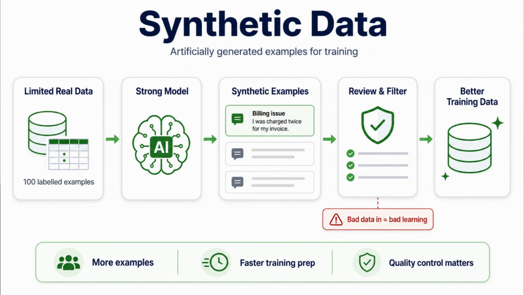Now let's talk about synthetic data. So synthetic data means data generated artificially, often using AI models. Now, why is this useful? Because training and fine tuning needs good examples. But many organizations do not have enough labeled data. For example, you may want to train a model to classify customer complaints into different categories, but you only have 100 examples. You can use a stronger model to generate more examples for different categories, like billing issues. So you can generate different synthetic customer messages for billing issues. This gives you more training data, but we need to be careful.